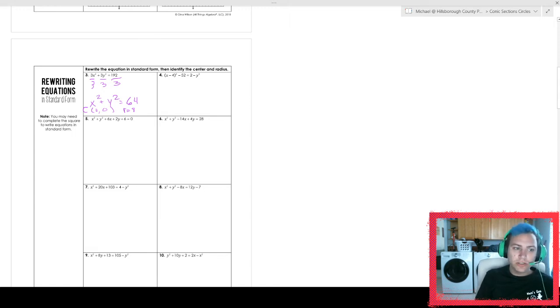So what we're going to do is rearrange our numbers so that they're together. I'm going to move this x squared and this plus 6x together. I'm going to move this plus y squared and this plus 2y together. I'm going to move this 6 to the other side, so it's going to become negative 6 on both sides.